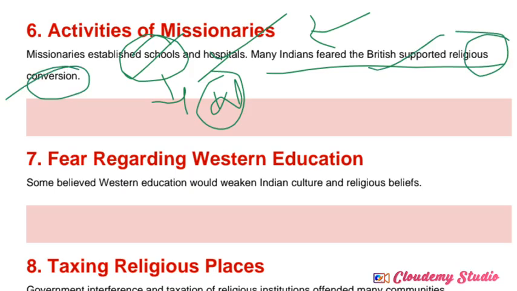When they allowed the different missionaries, who especially started to spread Christianity, Indians got fear towards the British missionaries, thinking they were trying to convert Indians to Christianity. So based on the activities of missionaries, it is also considered another important cause of the revolt of 1857.